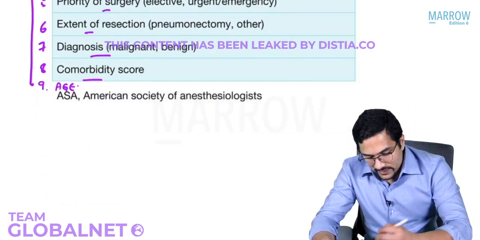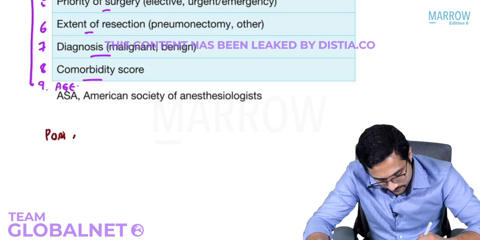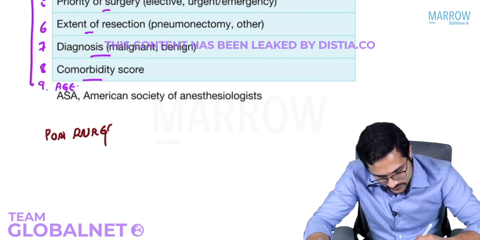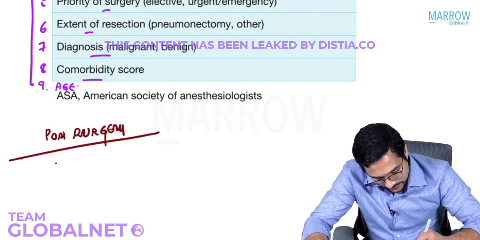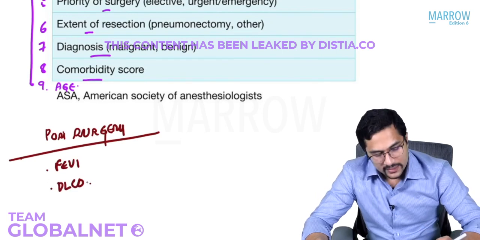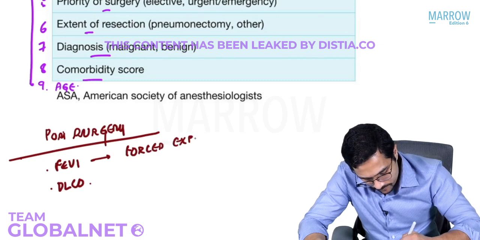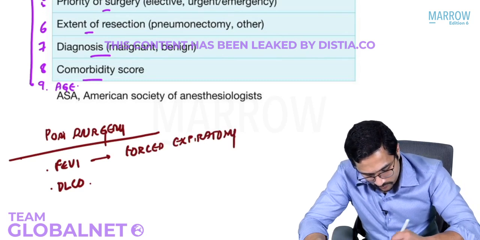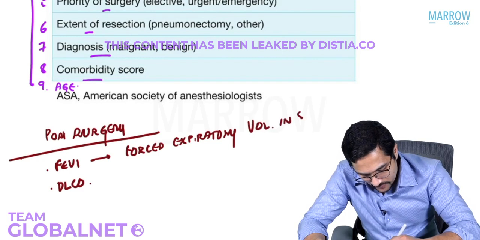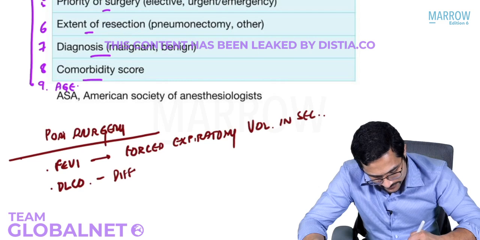Now, one more thing which is written in Bailey which you should know is that post-surgery, FEV1 and diffusion lung capacity. So forced expiratory volume in 1 second, and the diffusion capacity of the lung.